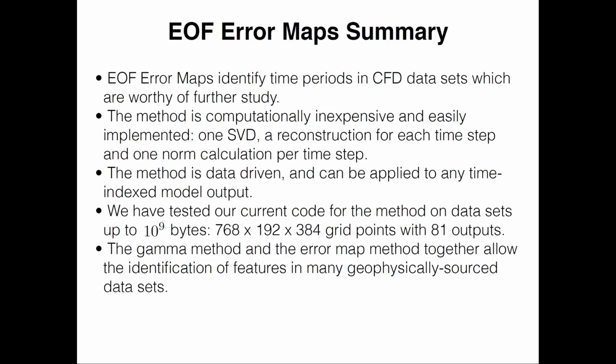The gamma method and the error map method together allow the identification of features in many geophysically sourced data sets. Right, so we had the gamma method for time series data sets, and now we have the EOF error map method for time index model output, and both methods solve the same problem in their respective data sets, which is to find time periods of interest that are worthy of further study.